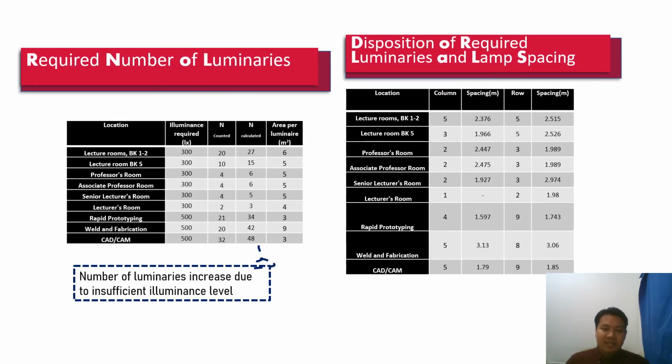Next, we can see the result of the required number of luminaires. We can find the required number of luminaires by referring to the required illuminance needed for the test room. The results show the number of luminaires increased due to the insufficient illuminance level. Then we can use the result to find the disposition of the required luminaires and lamp spacing for the new lighting design of the test room. The results show the number of columns and rows needed to place the lighting, including the spacing between the lamps.